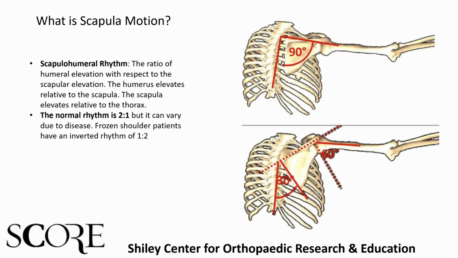So this is what we call the scapulohumeral rhythm. It's the ratio of humeral elevation with respect to scapular elevation. So the humerus will rise relative to the scapula, but also the scapula will rise relative to the thorax. And in a normal, healthy person, this is roughly a 2-to-1 ratio. So the humerus will elevate relative to the scapula 60 degrees to about 30 degrees of the scapula rising relative to the thorax.